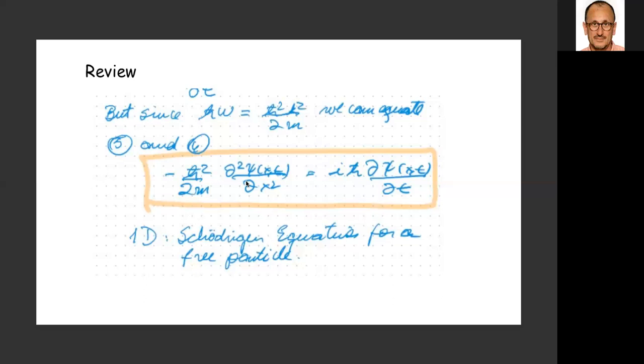And this is the Schrödinger equation for a free particle. So we have something that has to do with the kinetic energy, which is this first term here. We recognize features of the kinetic energy on this term. And this second term is a measure of the total energy of the particle. So the total energy of the particle in the case of a free particle is equal to the kinetic energy of the particle. So this is the one dimension Schrödinger equation for a free particle, okay?